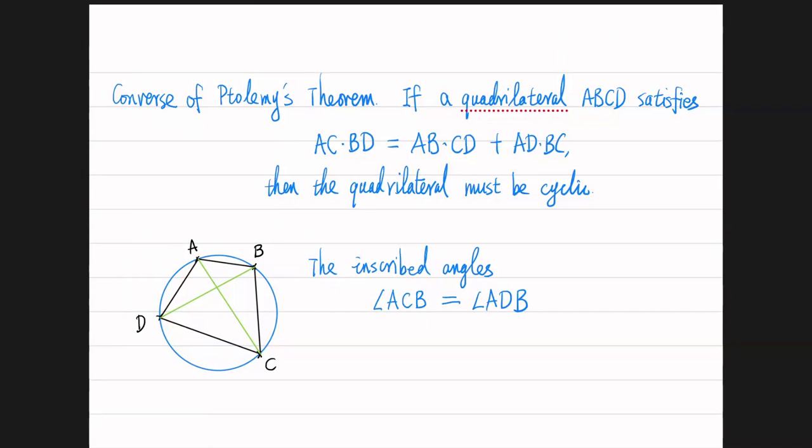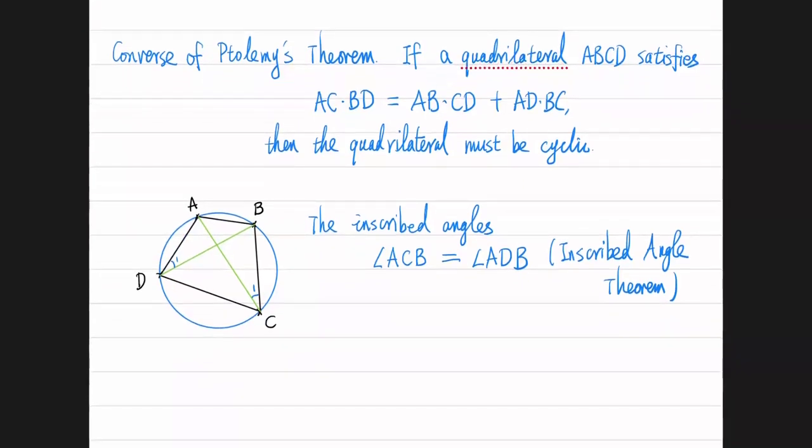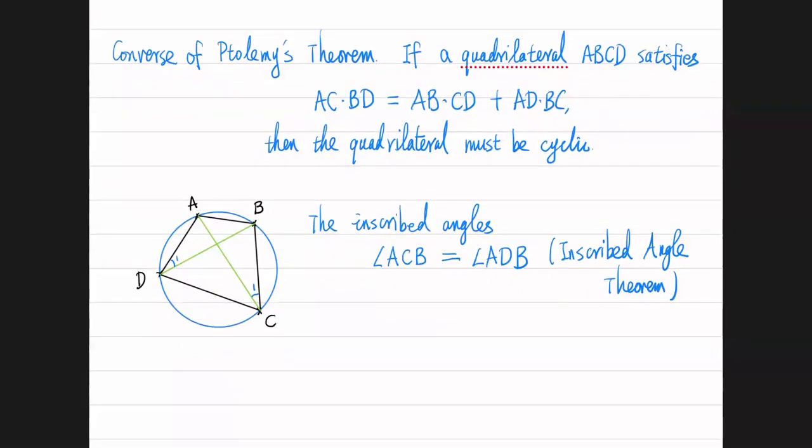Okay, so this is our inscribed angle theorem. For convenience, I'm going to label these two angles. Because they are the same, I will give them the same label: angle 1. Okay, so this is for AB.